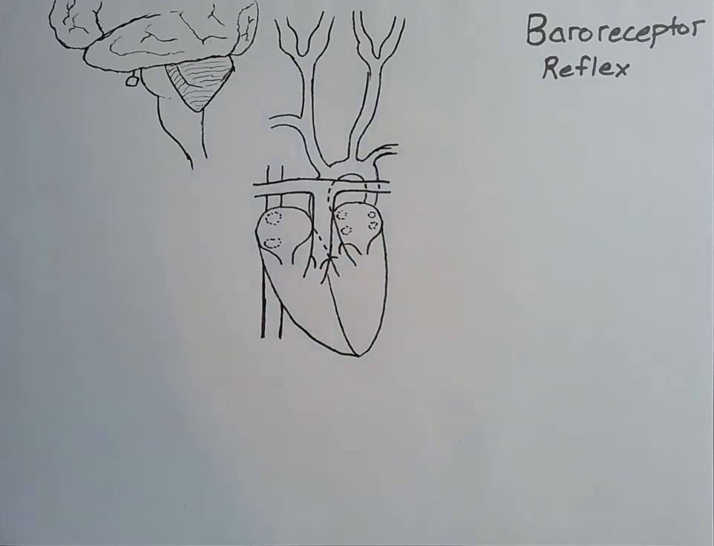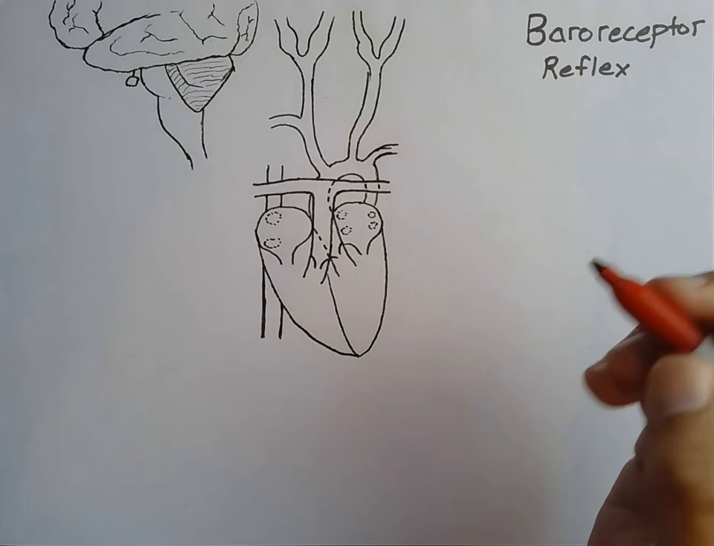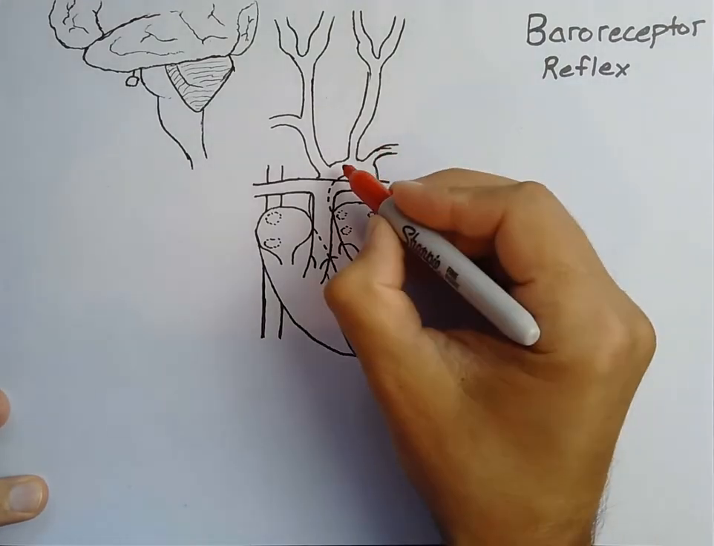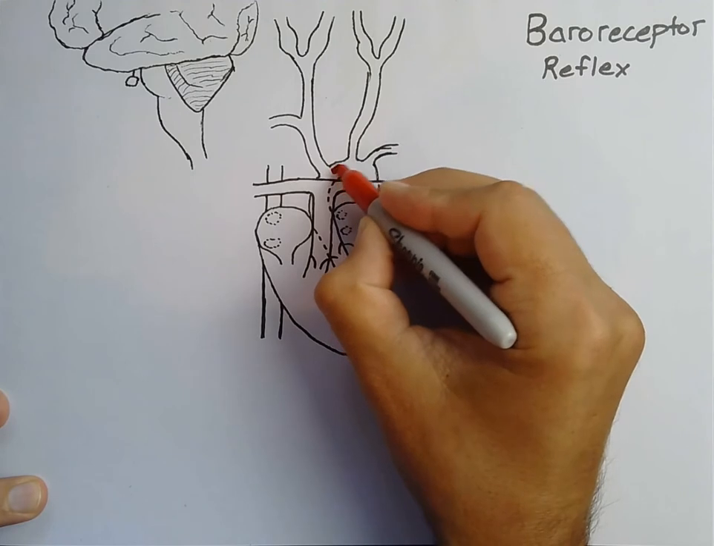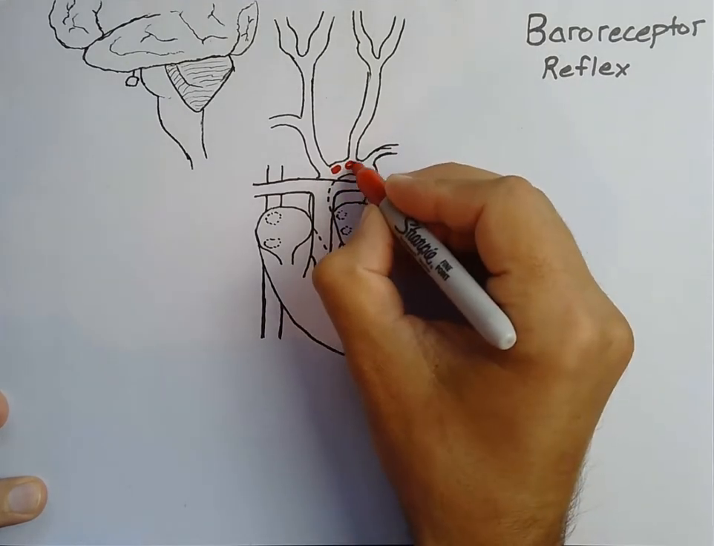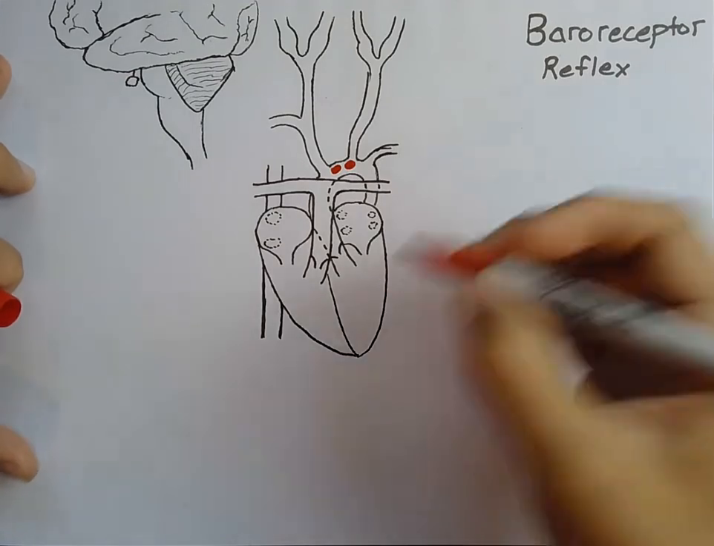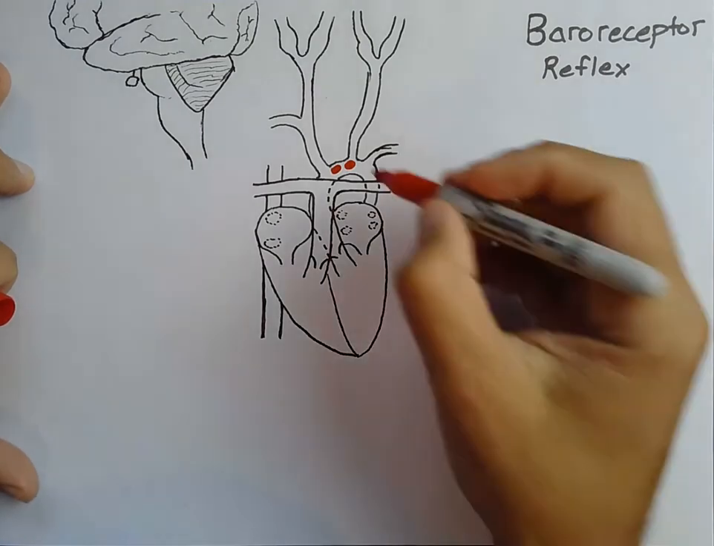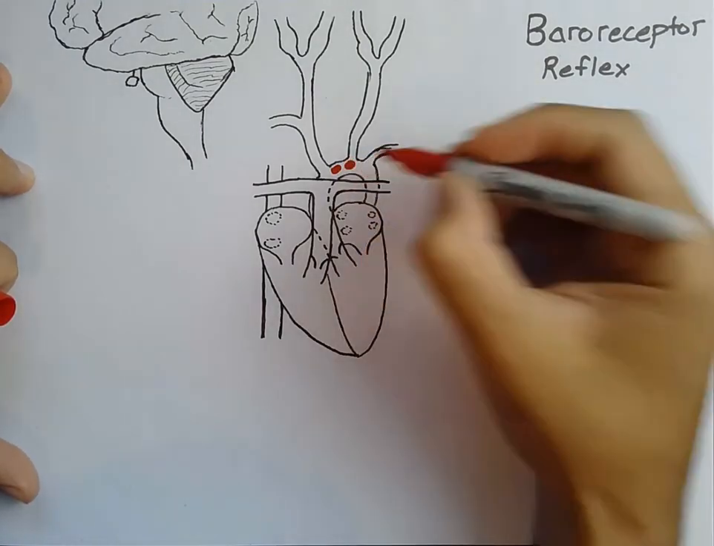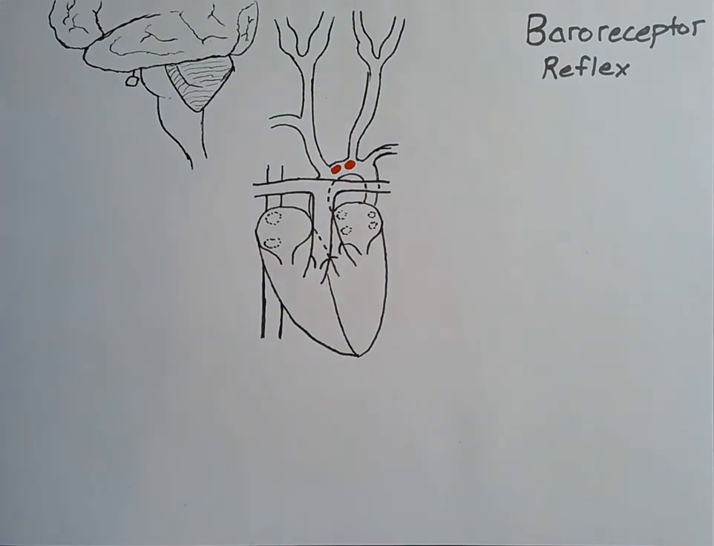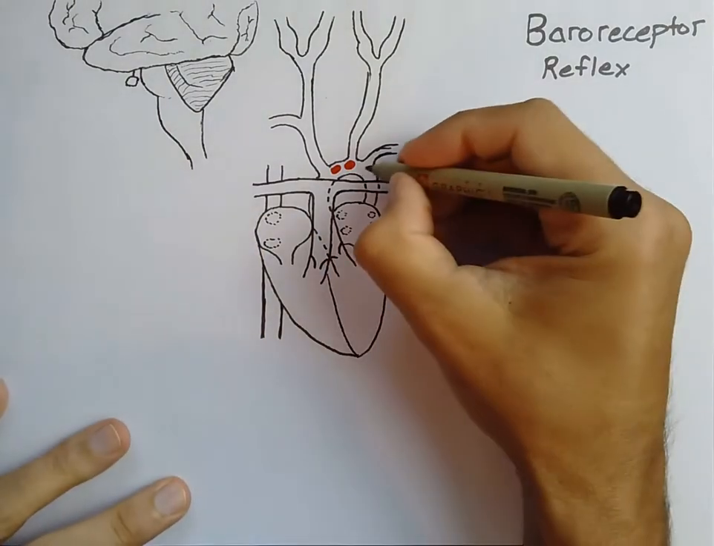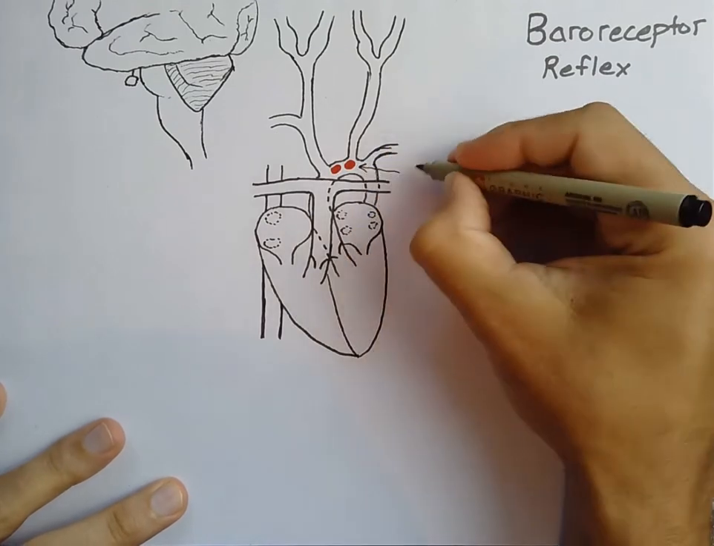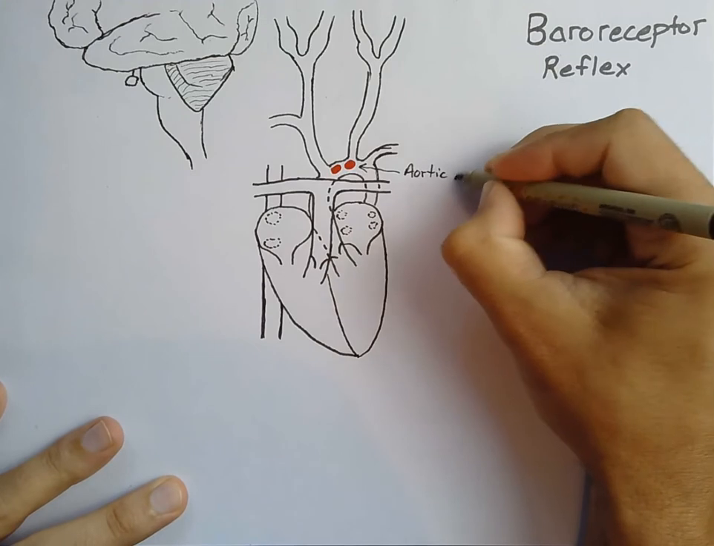We have pressure receptors in multiple locations, but some of the best places for measuring blood pressure is right here in the aortic arch. So we're going to have a subset of baroreceptors right here in the aortic arch. The first location is in a portion of the aortic arch called the aortic sinus. We're just going to go ahead and call it the aortic arch.